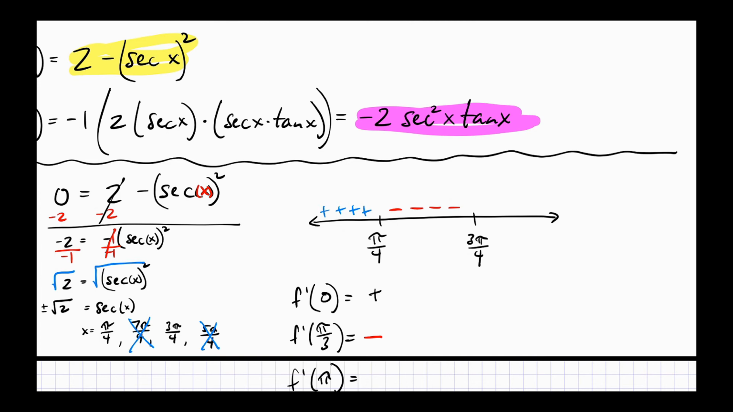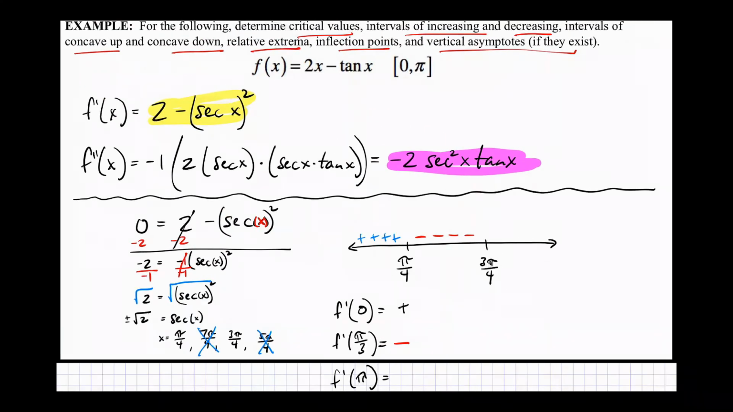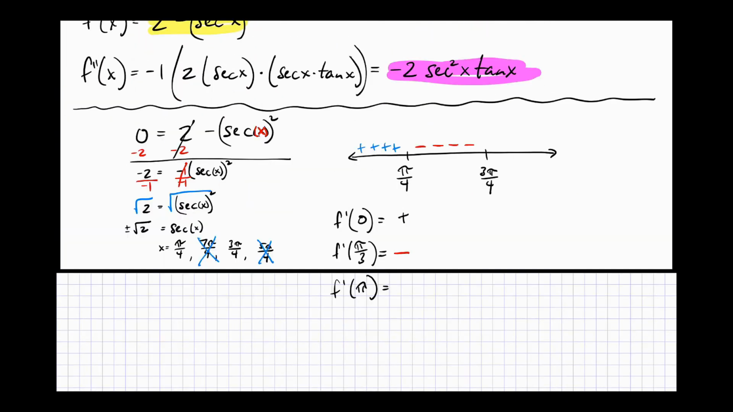Okay. Pi. Secant of pi is negative 1. Negative 1 squared is 1. 2 minus 1, positive number. Okay. So now we can tell where it's increasing, where it's decreasing, where is there going to be a maximum, where is there going to be a minimum.